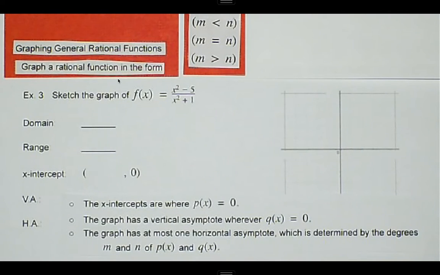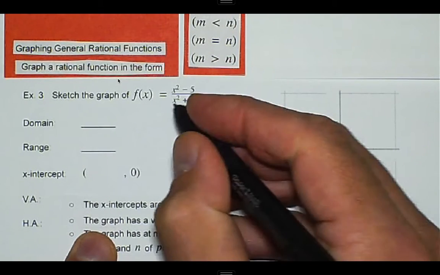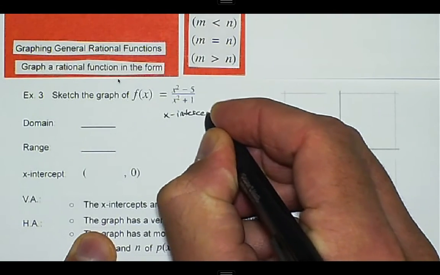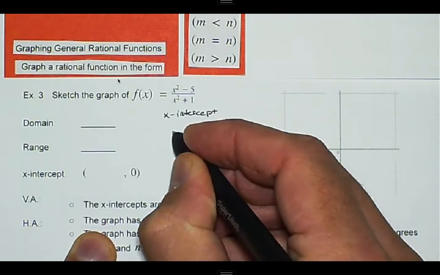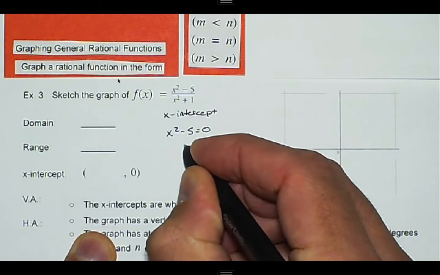We are graphing general rational functions in different forms. And we have the example f of x equals x squared minus 5 divided by x squared plus 1. So the first thing that we want to do is try to find our x-intercept. And we do that by taking the numerator and setting it equal to 0. And so our numerator is x squared minus 5 equals 0.